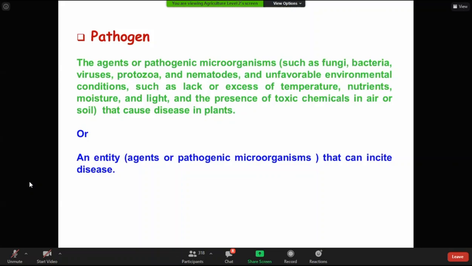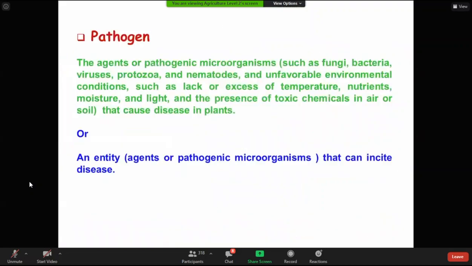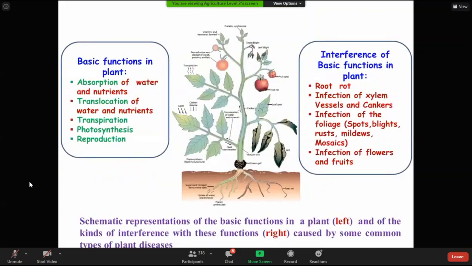Okay. So very good. And in this diagram, I explained to you how this pathogen basically affects the basic functions in a plant. And what are the basic functions? You can see easily in these slides.